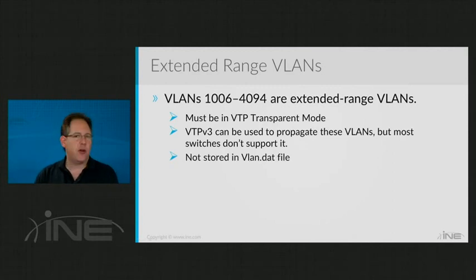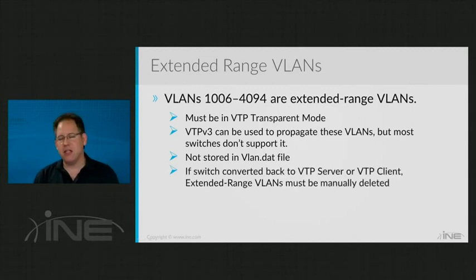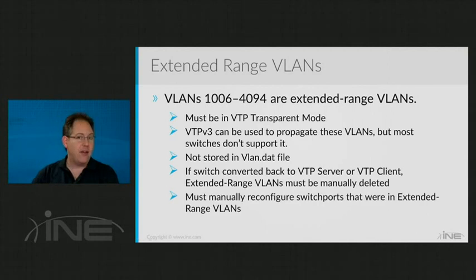Now also notice that when you create these VLANs, they are not stored in your normal vlan.dat file. Why do we care? Well, because that means if you convert back, you say, well, I really want to go back to using VTP. I want my switch to be a server or a client. I like the benefits of it. Well then, now you have to do all this extra manual work. You can see here you've got to delete those extended range VLANs manually. And if you had any switch ports that were currently using those, now you've got to go to those switch ports and move them over to a normal range VLAN.